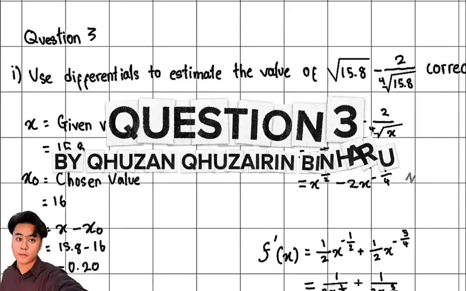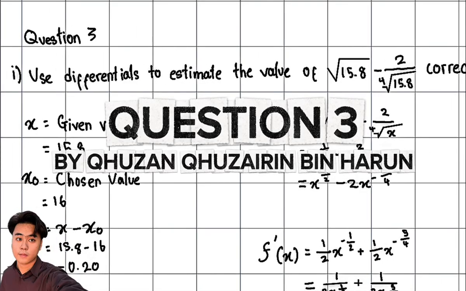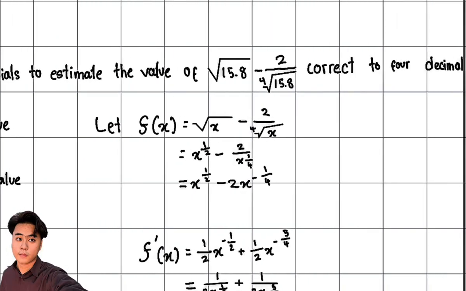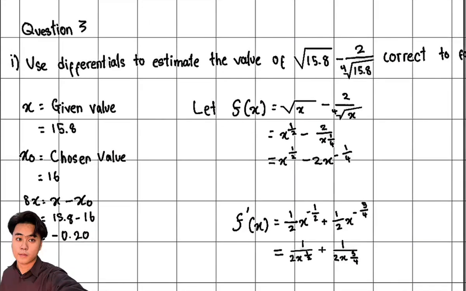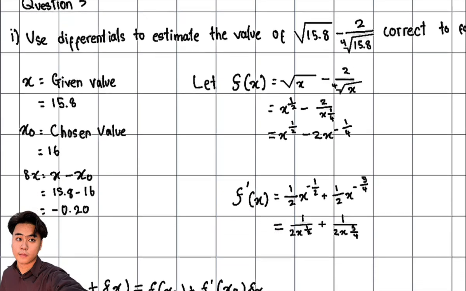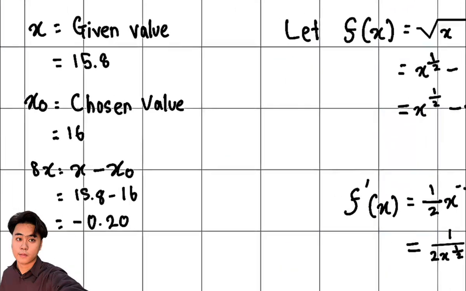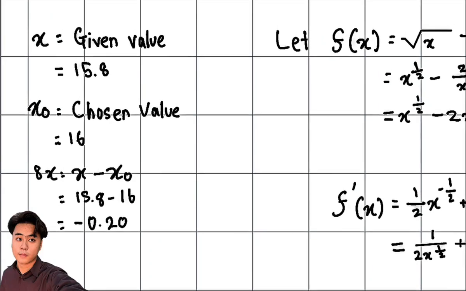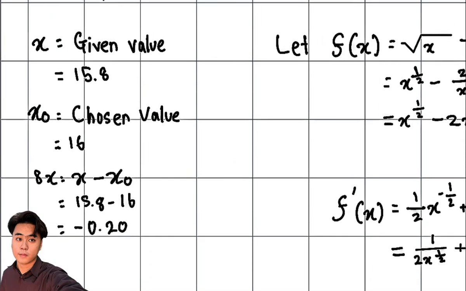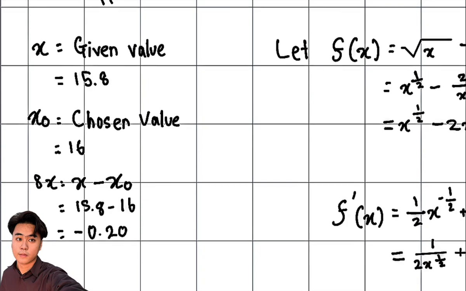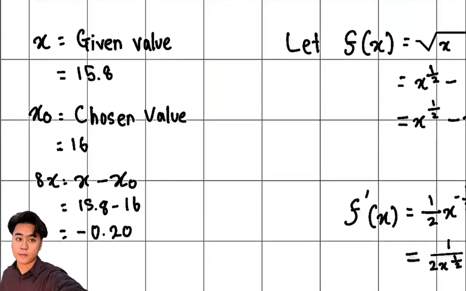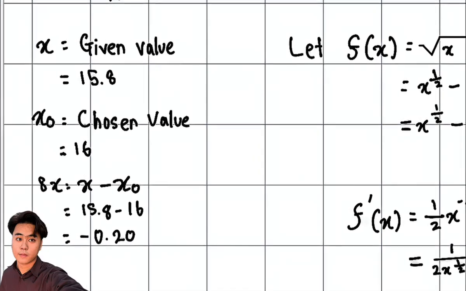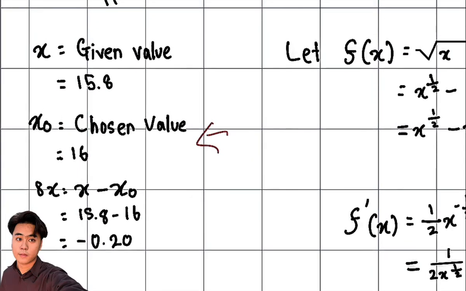Hi everyone, today I want to solve this question 3. The question is: use the differential to estimate the value of this expression correct to 4 decimal places. To estimate the value, I use the differential approximation method. First, the chosen value is 16 because it is very close to 15.8 and is easier to work with. The change between the chosen value and the given value is negative 0.20.